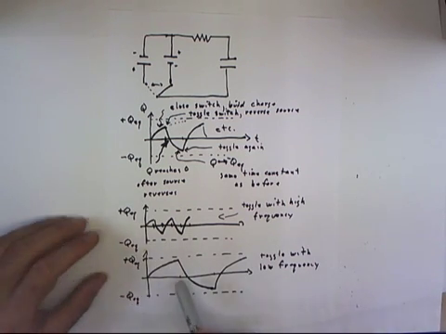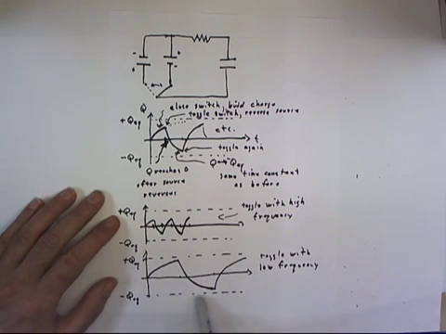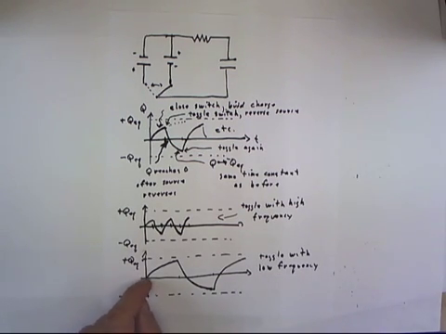If we toggle with a lower frequency, we're going to get up closer to the equilibrium charge and come down closer to the negative equilibrium charge. So we're going to have a greater amplitude in our charge versus time relationship.